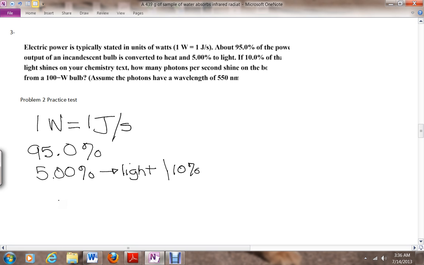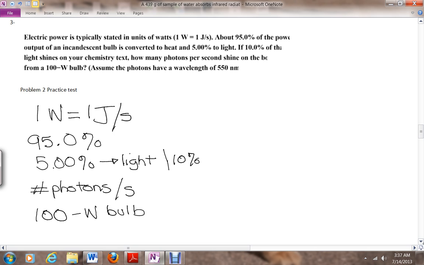light shines on your chemistry textbook. How many photons? They're asking for the photons, again, per second. And you see it's not too difficult. Shine on the book from a 100 watt bulb. And then they're also giving the wavelength of 550 nanometers, which is in the visible spectrum.